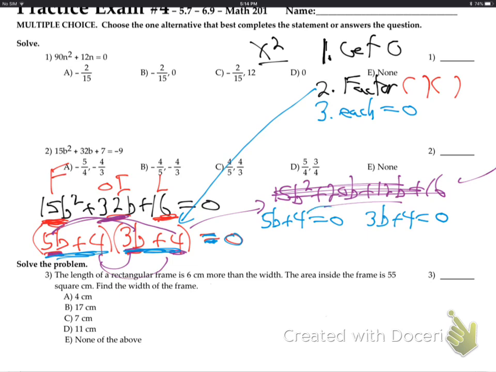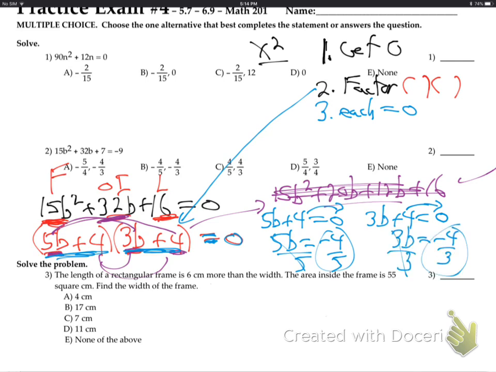Then you just solve. So jump the 4 over there. It's 5b is minus 4 divided by 5. Minus 4 fifths. Jump the 4 over there. 3b is minus 4 divided by 3. Minus 4 thirds. So minus 4 fifths and minus 4 thirds. Looks like it's b. So there we go. All right, let's go on to number 3.